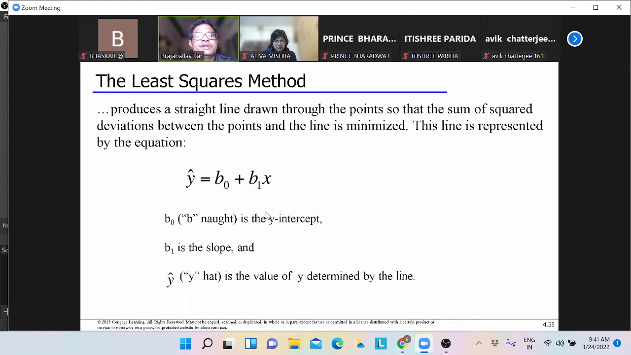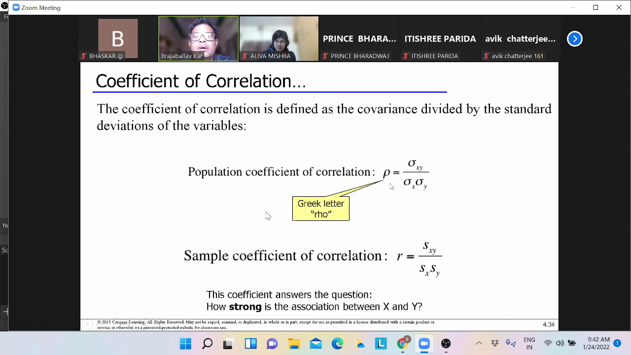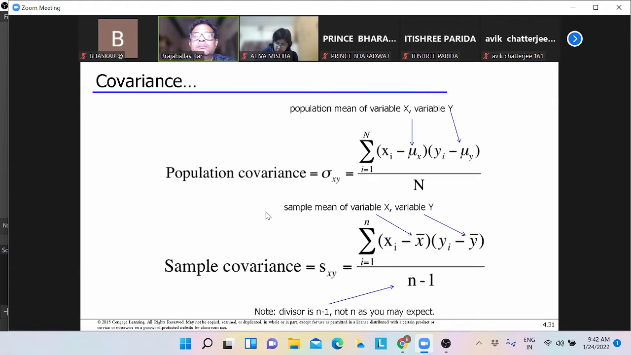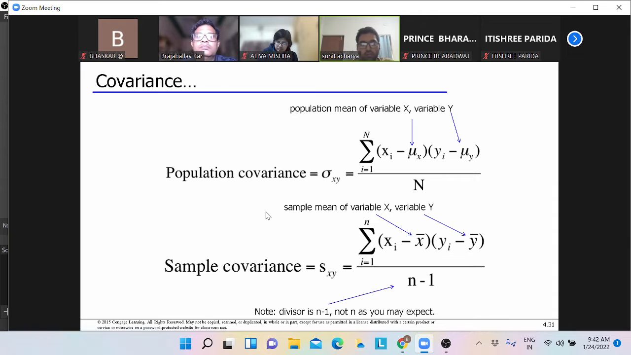What is this covariance? How do you normally understand covariance in common language? Sir, if there is any dependency between any two variables. No, not correct. Anyone else?